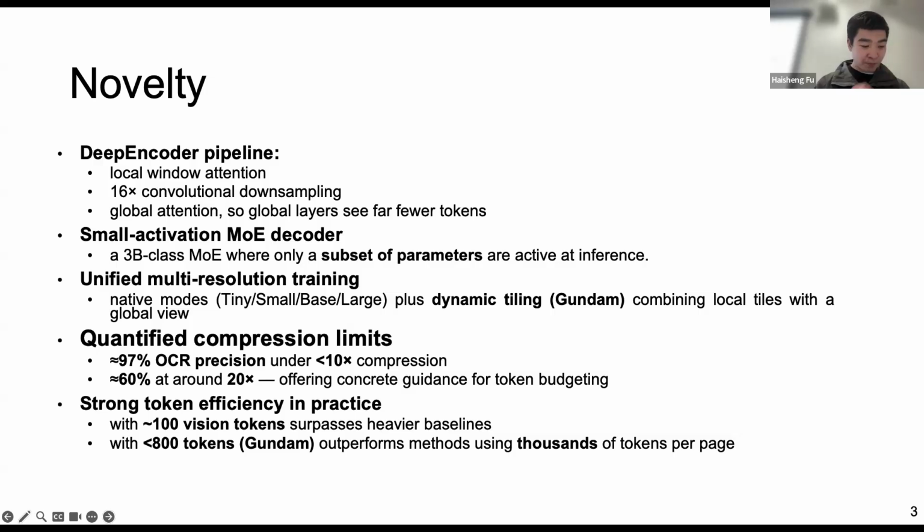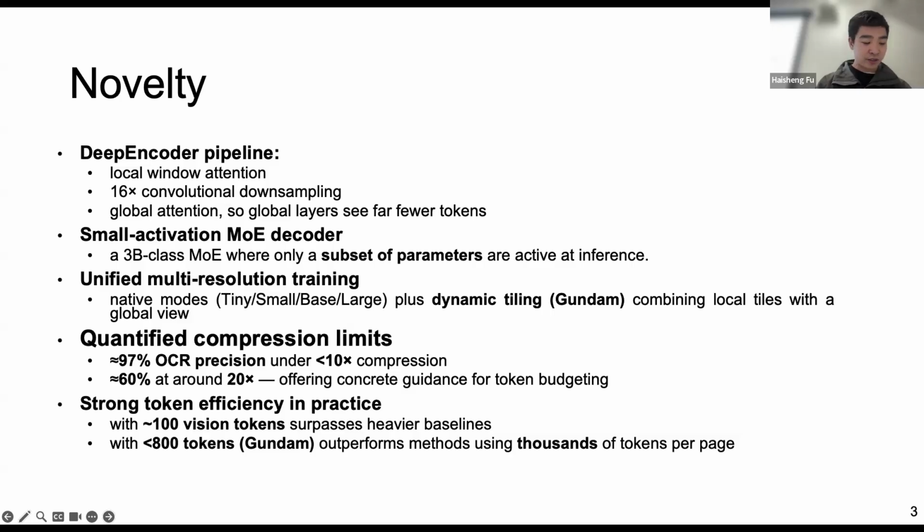The third novelty is that they propose multi-resolution operations. It can support multi-resolution operators. For example, they have fixed native modes. It includes tiny, small, base, and large, and also dynamic tuning modes called Gundam. They can join the local tiles with a global view for dense pages.